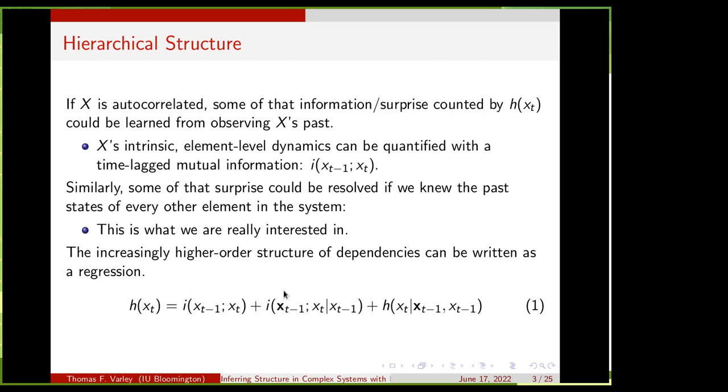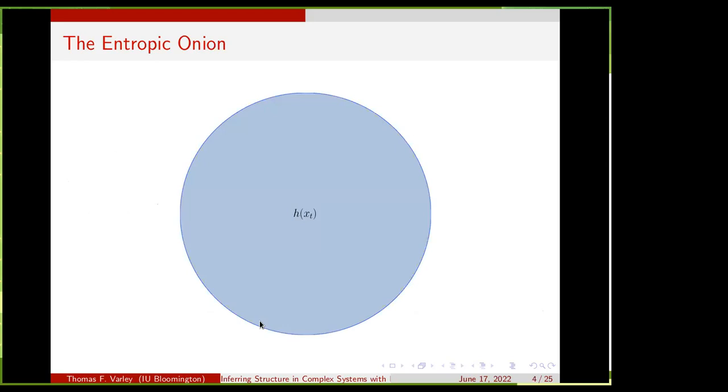But at least these two form a hierarchy of informative dependencies, all right? And so we can just represent this with our little onion figure. You start with some quantity of information that's disclosed by the system at time t, and then you can peel off one of those layers and say, well, I would not be surprised if I knew the past of the system, okay? And this is quantified by this active information storage term, time lag mutual information.